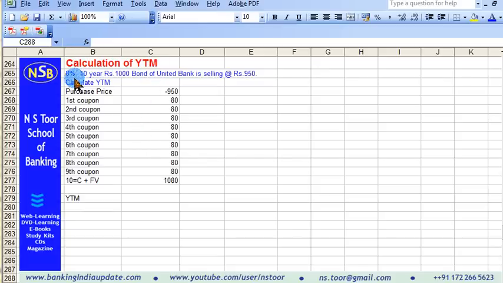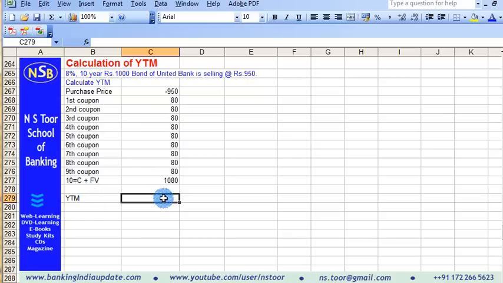Here we have an example: an 8% 10-year rupees 1000 bond issued by United Bank is selling at rupees 950. Calculate its YTM. Friends, the investor in this case will be spending rupees 950 today. And for 9 years, he will be getting rupees 80 as coupon amount, so 8% of 1000 is rupees 80. And in the 10th year, he will receive not only the coupon amount 80, but the face value also. And we have to calculate the YTM of this bond.